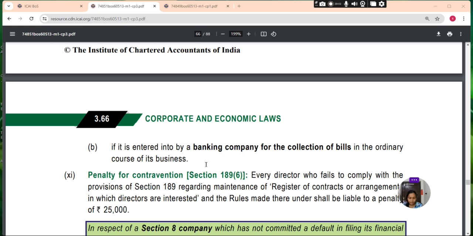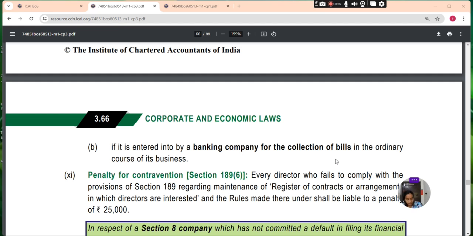What will be the penalty for contravention, section 189 subsection 6? Every director who fails to comply with the provisions of section 189 regarding the maintenance of register of contracts or arrangements in which the directors are interested, and the rules made thereunder, shall be liable to a penalty of 25,000. So they shall be liable for a penalty.